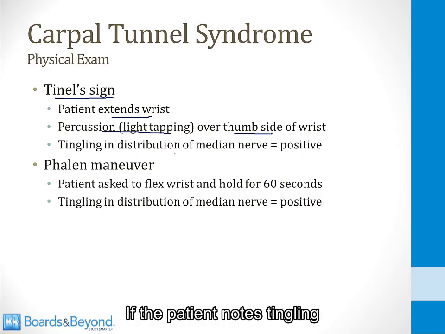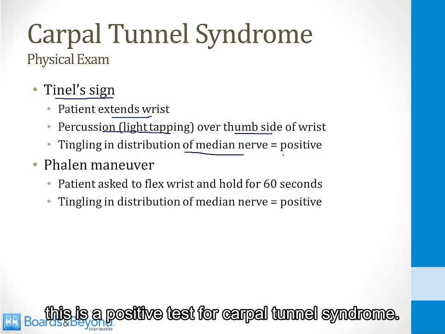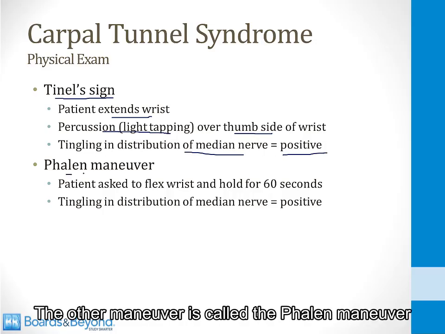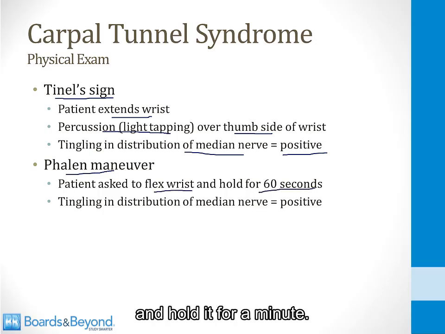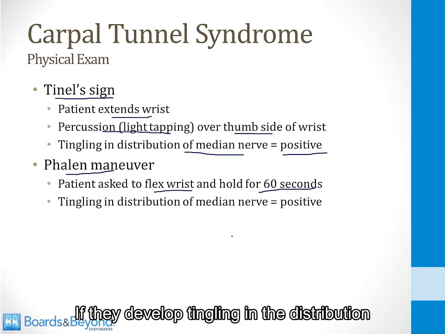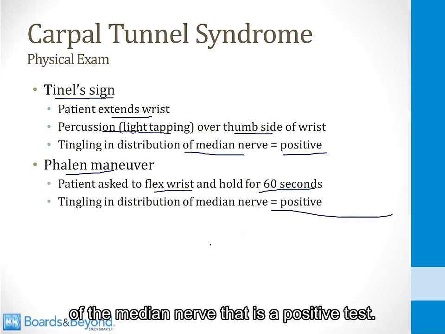If the patient notes tingling in the distribution of the median nerve, this is a positive test for carpal tunnel syndrome. The other maneuver is called the Phelan maneuver. In this maneuver, the patient is asked to flex their wrist and hold it for a minute. If they develop tingling in the distribution of the median nerve, that is a positive test.